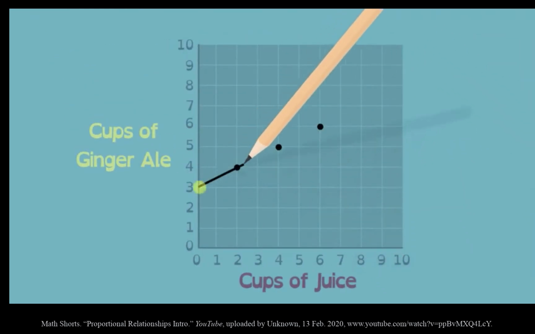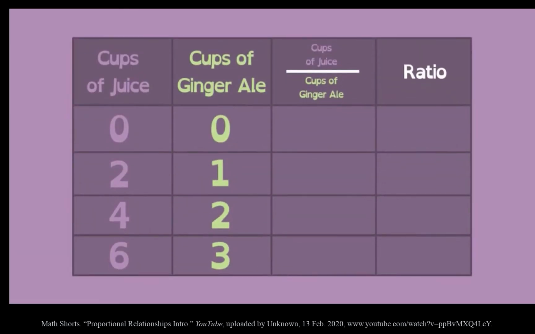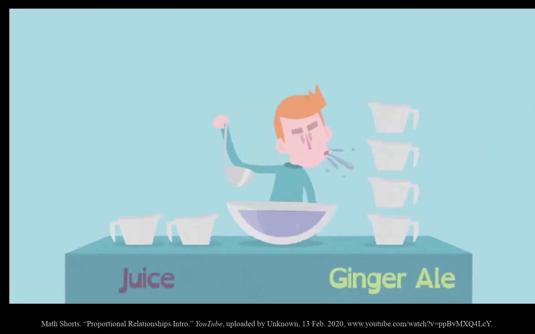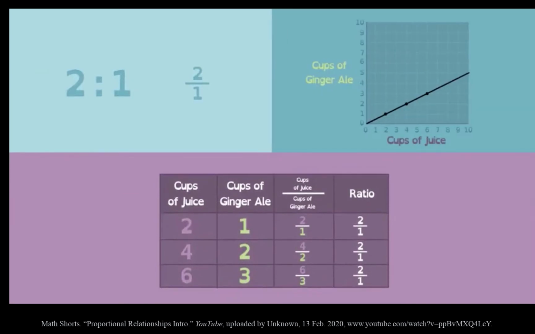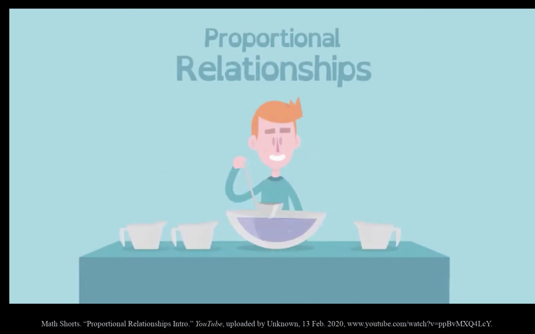Check out this graph. The line starts at 3 cups of ginger ale, so we would need to add 3 to all our previous answers on the table. But if we do that, the ratio of juice to ginger ale is no longer constant. The 2 quantities don't increase at the same rate. This is not direct proportionality, and Carl's punch won't taste so great. Ratios, tables, and graphs can help us identify proportional relationships and make awesome punch.